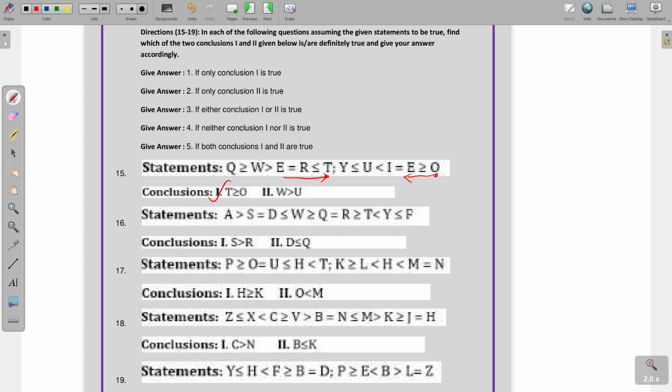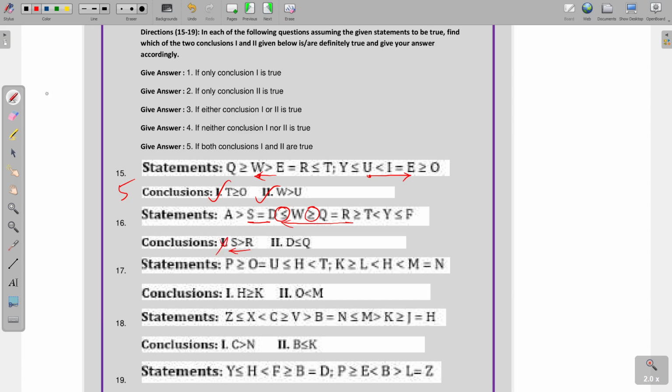Next, U to W. See where U lies. So U here and W here. So U is greater than or equal to E and E to W. Definitely 2 follows. Both 1 and 2 follow. Next, question number 16, statement and conclusion. R less than S, or S greater than R. So S here and R here. From S to R, the signs are different. Okay, the first one is not correct.